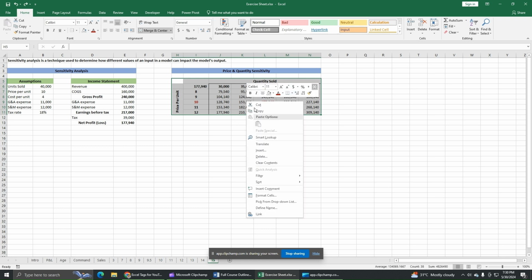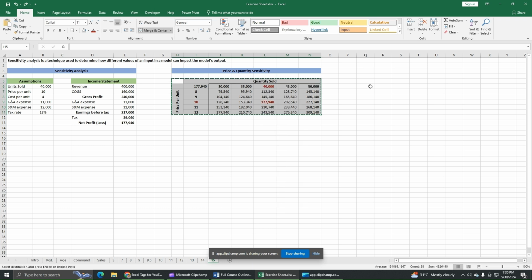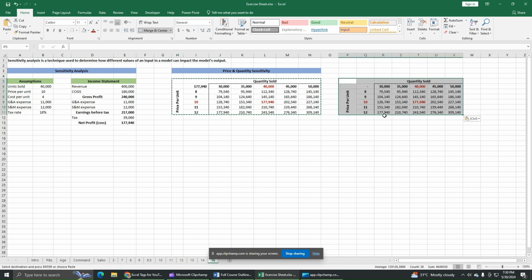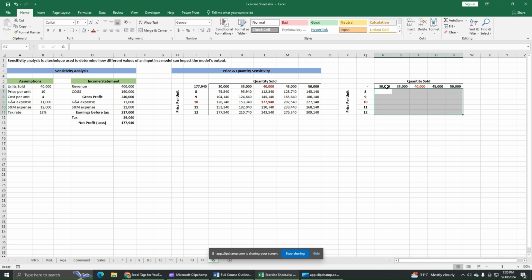Let's copy this and paste it right here. Let's delete all the output. So these are the quantity sold and these are the price. Previously we wanted to see what if we change the price, or if we change the quantity sold, what will be the change in net income. Here we want to see what will be the change in gross profit.